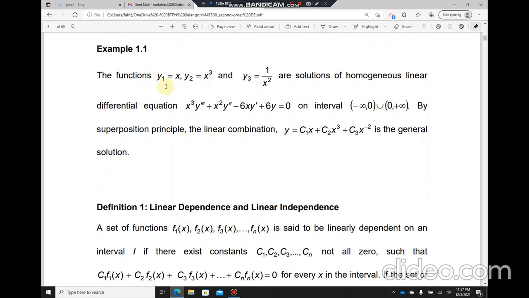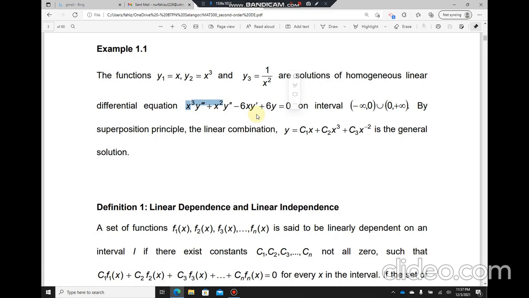The functions y1 equals to x, y2 equals to x cube, and y3 equals to 1 over x squared are solutions of homogeneous linear differential equation x cube y triple prime plus x square y double prime minus 6xy prime plus 6y equals to 0 on interval negative infinity to 0, 0 to positive infinity. By superposition principle, the linear combination y equals to c1x plus c2x cube plus c3x to the power of negative 2 is the general solution.